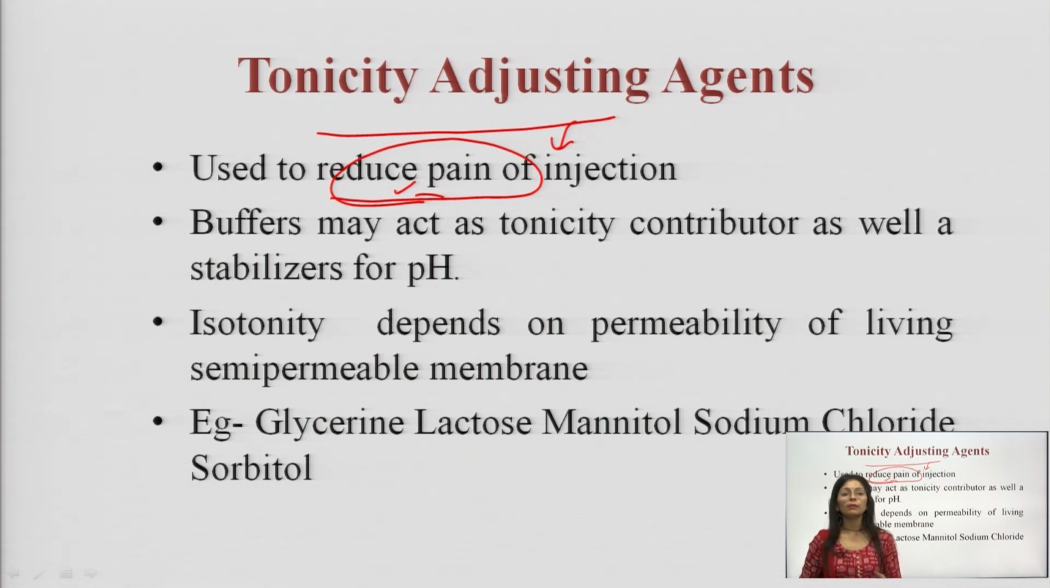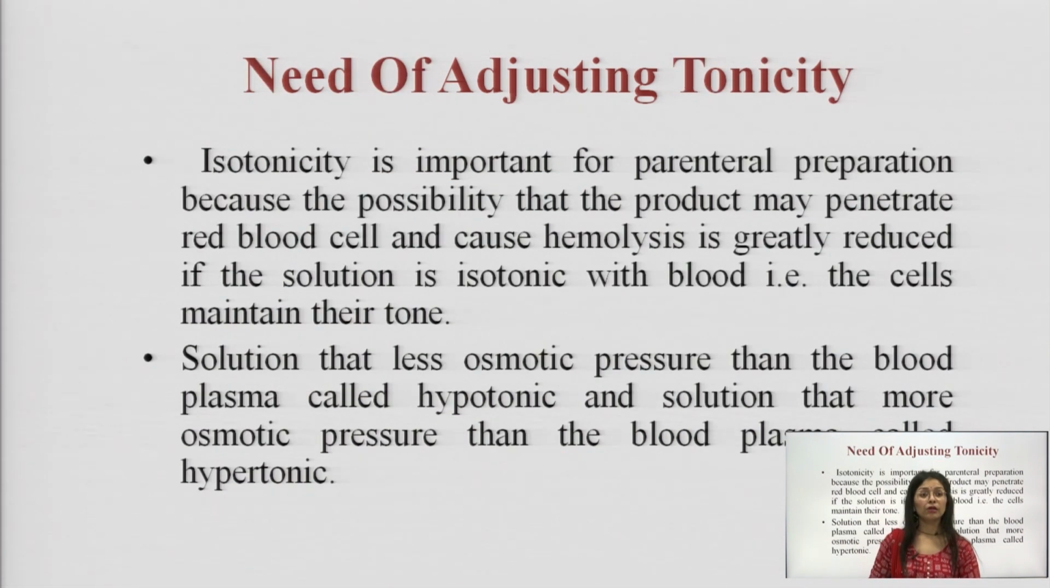Isotonicity depends upon the permeability of living semi-permeable membrane. Examples glycerine, lactose, mannitol, sodium chloride, sorbitol. All these examples need to be learned on the tips when you are reading this topic. What is tonicity adjusting agent? Before moving that, what is the need of adjusting tonicity? First of all, you need to have some clear concept because this is an important thing. Okay, so what is the need? Why we are going to give ample amount of effort on this tonicity?